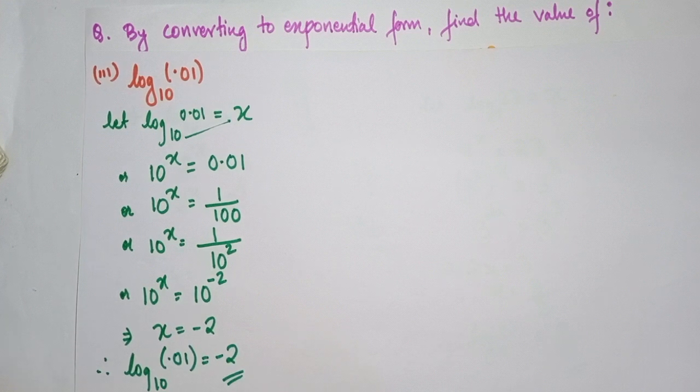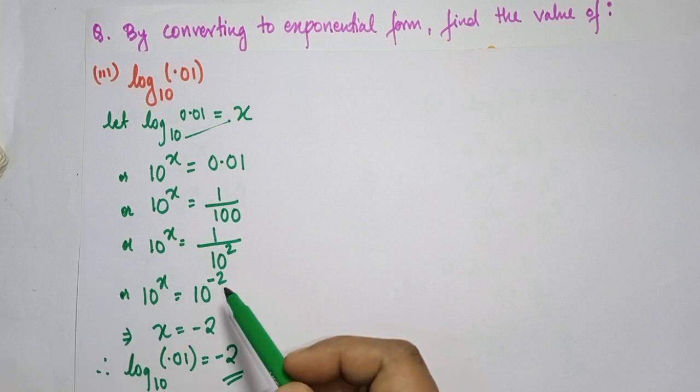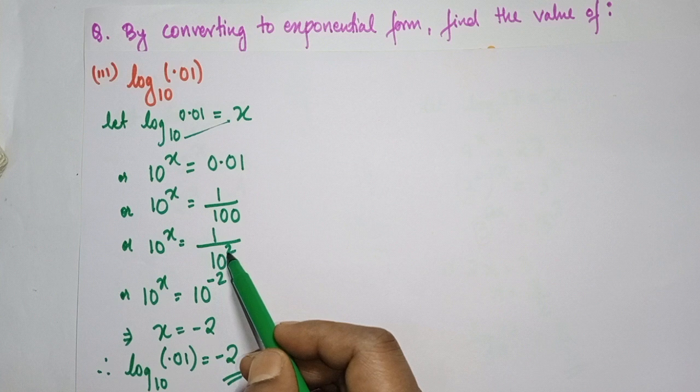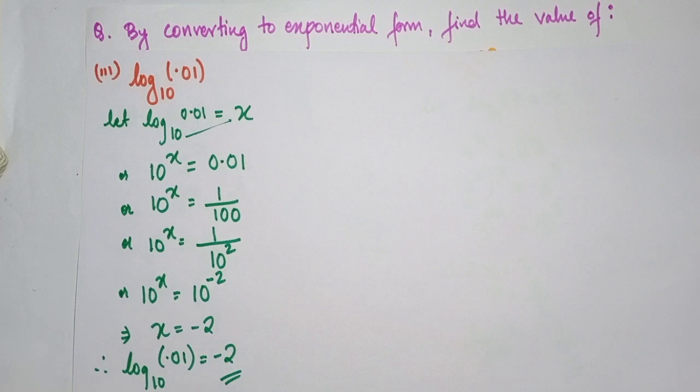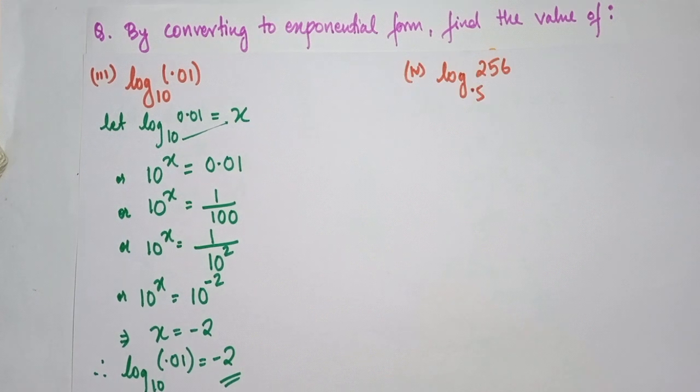So before doing this sum, you have to be perfect with the indices chapter, because we have to use the indices rule. See, you can see 1 by 10 square is there. So when I take it up, the sign changes. So first you have to be perfect with the indices, since the logarithm is the inverse function of exponents. Okay, so now let's solve another question. So we have another question.